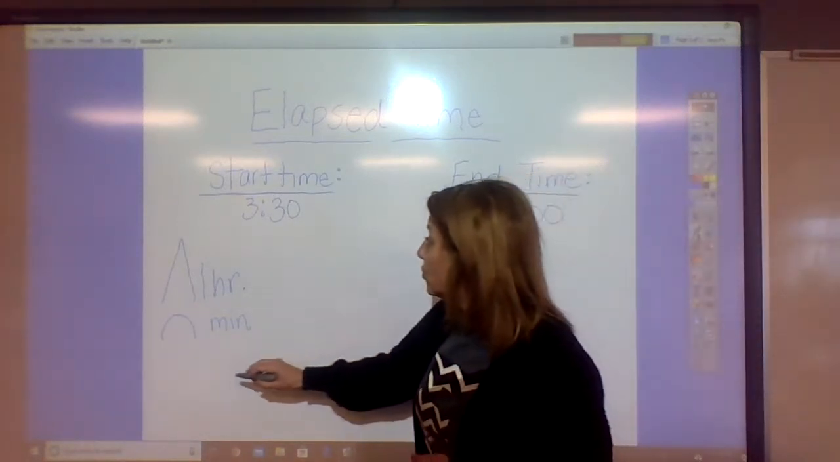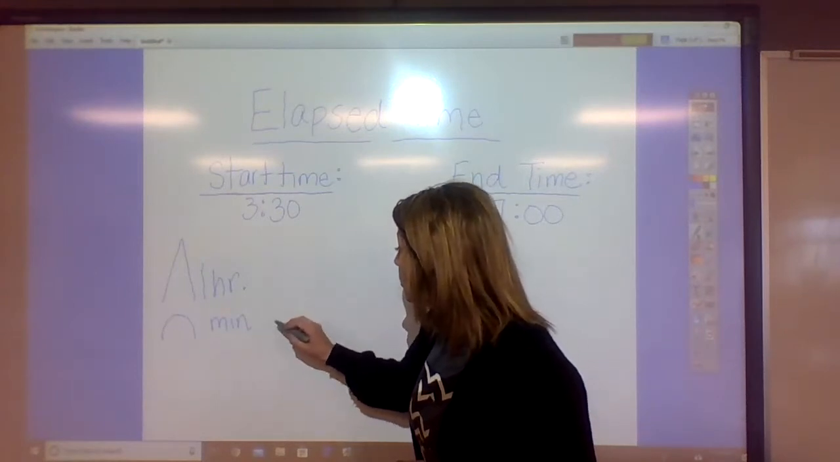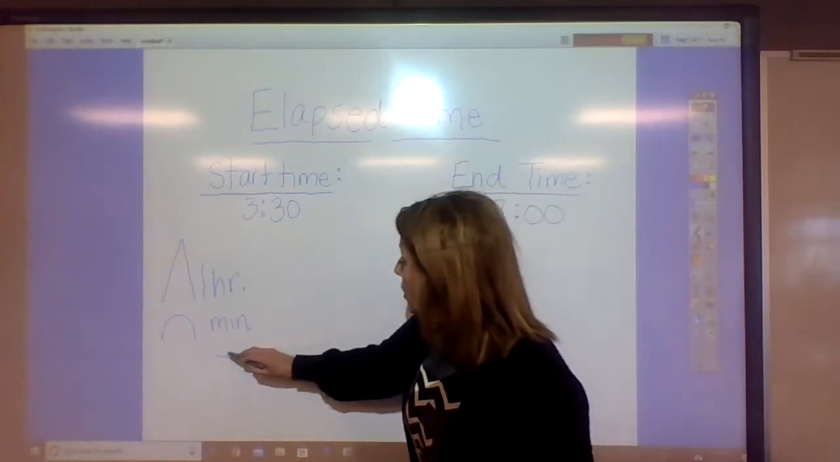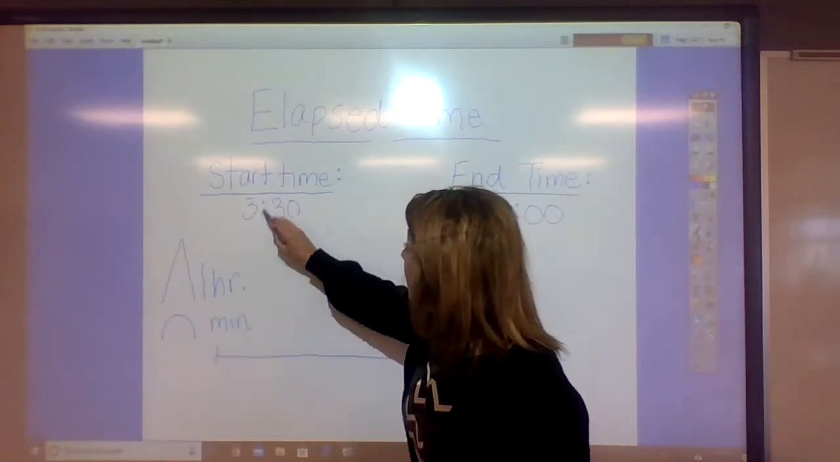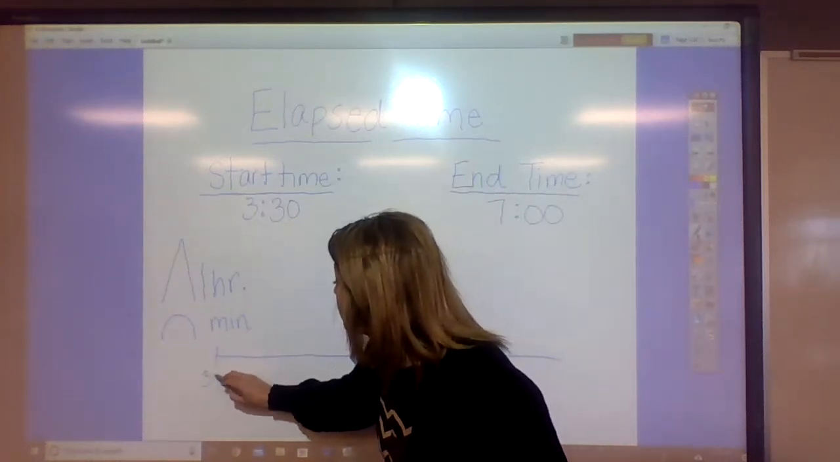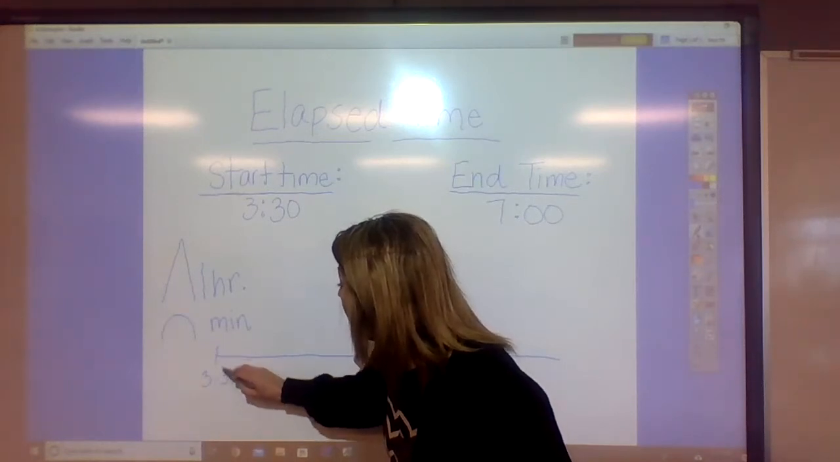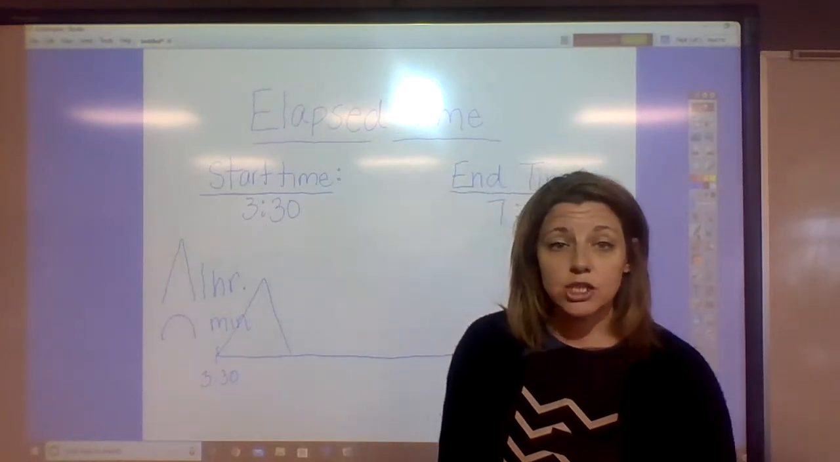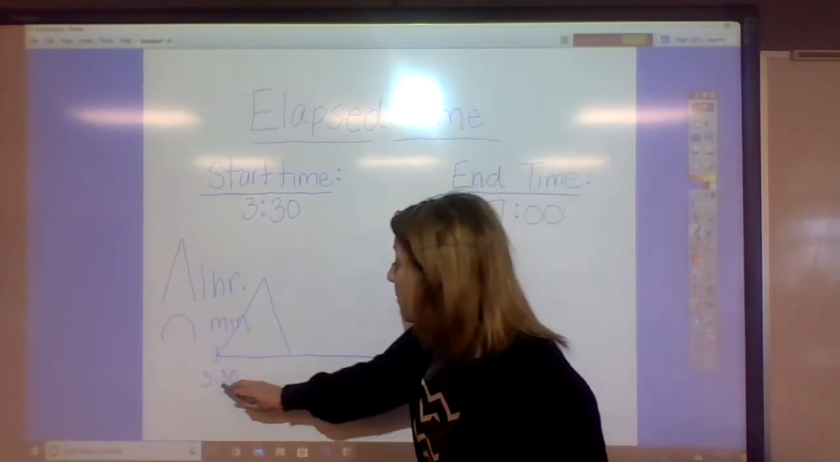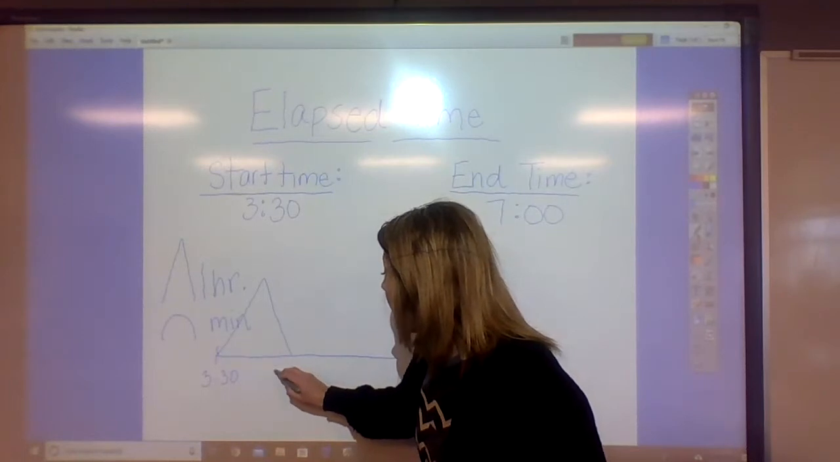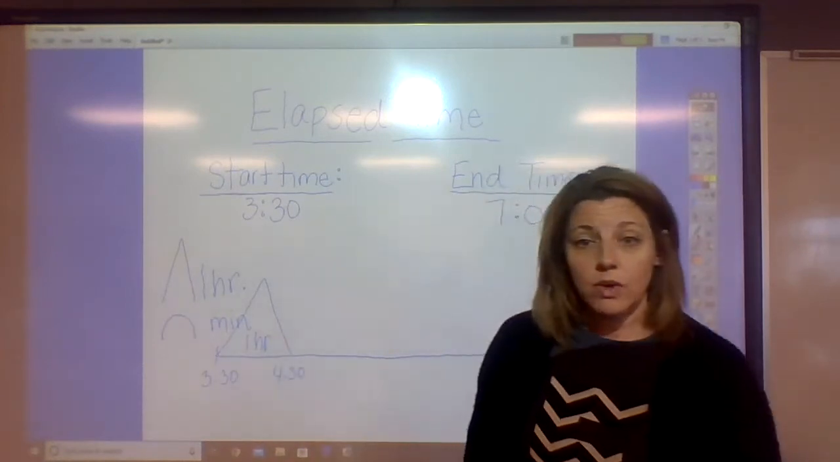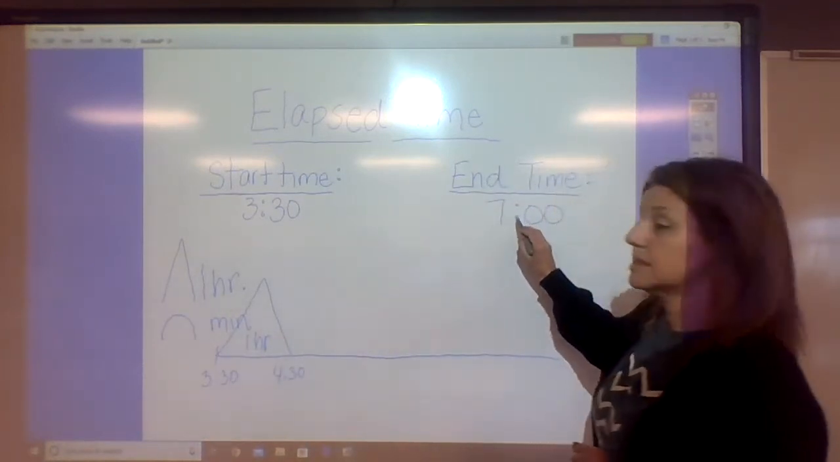Okay, so if you were to draw your timeline and put your starting time down where it starts, right? You're going to draw your mountains to represent each hour. So if I'm at 3:30, the 1 hour would be 4:30. That's an hour.